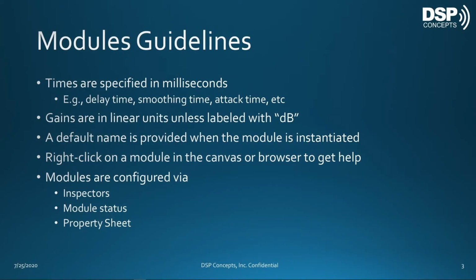Let's look at general module guidelines. For modules, if there's a time, like a delay time or smoothing time, it is specified in milliseconds. Gains are in linear units, except when explicitly labeled with dB. When you drag out a module, a default name is provided. You can always change that. You can right-click on a module to get help. And we saw how modules can be configured via inspectors, module status, and the property sheet.